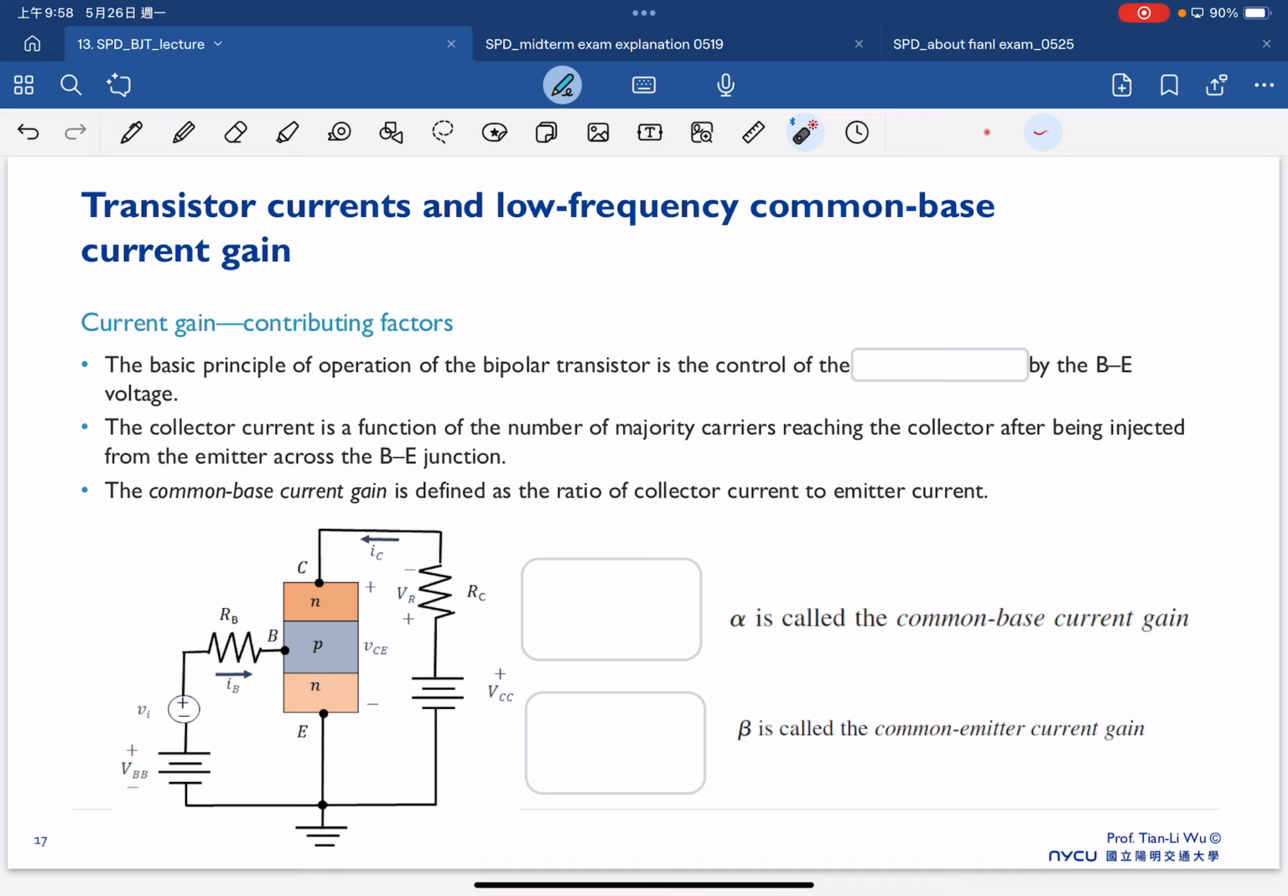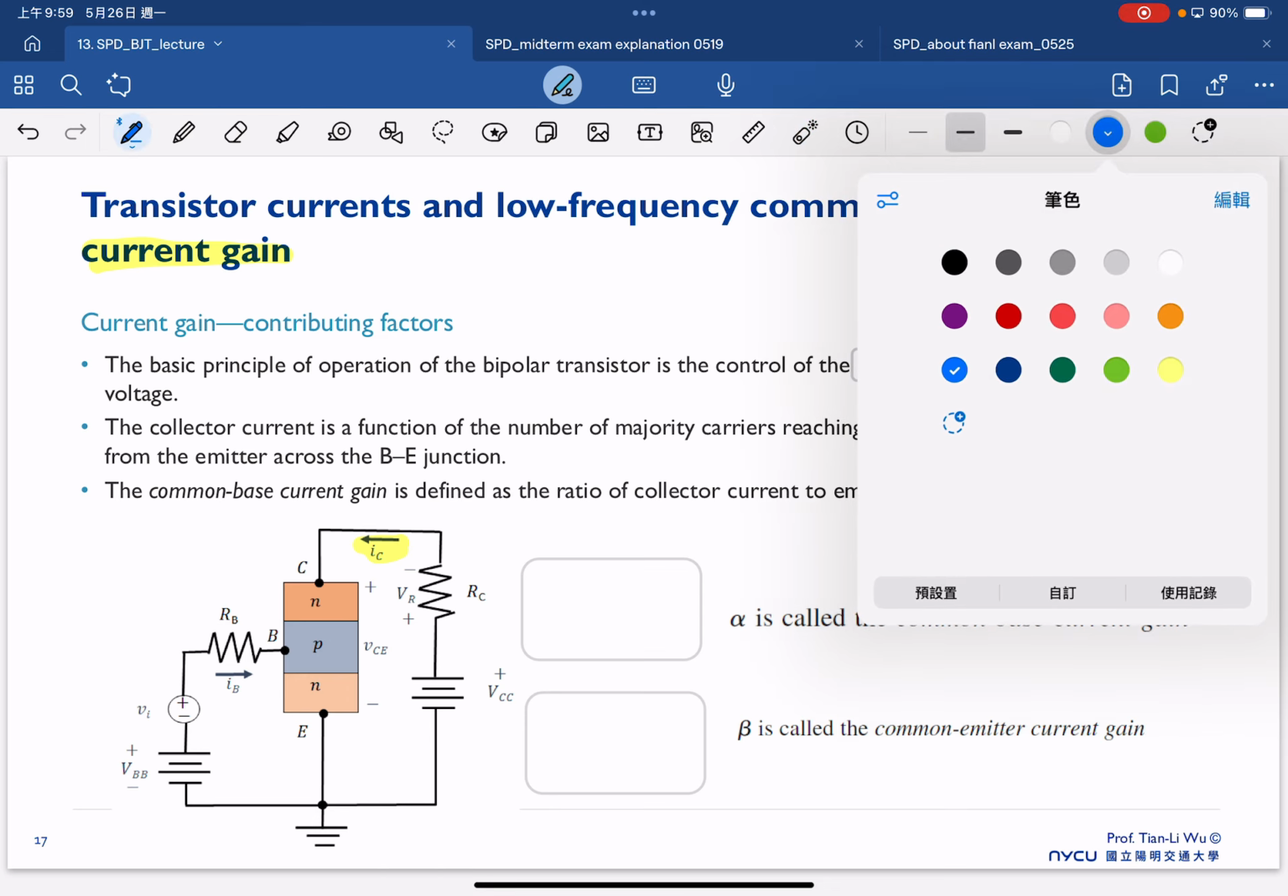Here, we will try to describe the transistor current at low frequency. That's what is typically called the common base current gain. The basic principle of operation of a bipolar transistor is to control the collector current by the base and emitter voltage here. So we try to control the collector current with the difference of the base and emitter voltage. This is base and this is emitter. So then the VBE is very important.